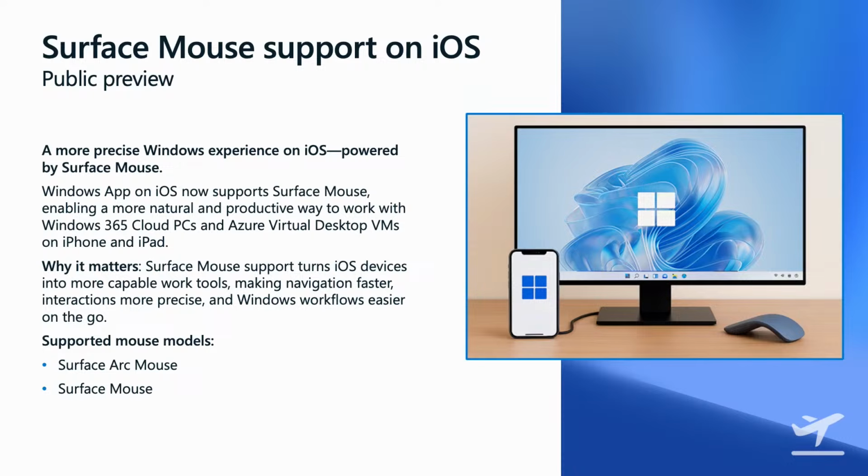Whenever they arrive at a shared desk or a docking station, they connect their iPhone to a monitor, pair their mouse via Bluetooth, and launch the Windows app. Within seconds, they're in their cloud PC with full access to their apps, files, and workflows. With Surface Mouse support, iPhones become more capable work devices that are able to handle serious tasks with less friction. It's a small addition on the surface, but it unlocks a much more complete experience.